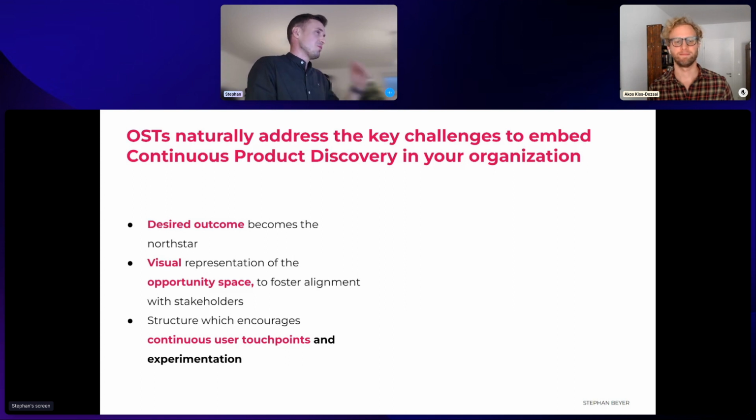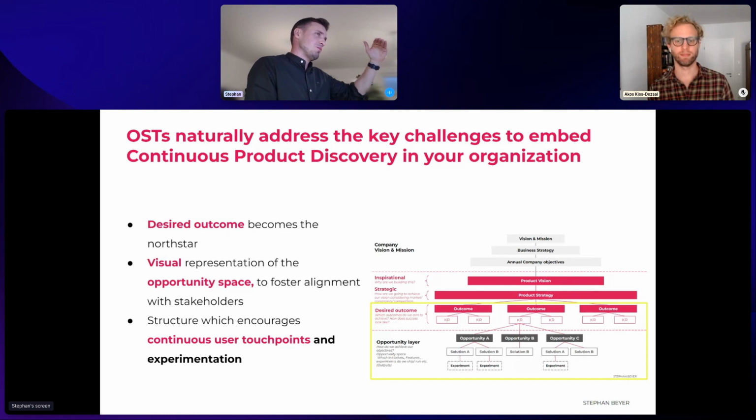So what I see opportunity solution trees doing is addressing those challenges in a very natural manner, because what we're doing is making a desired outcome, or a North Star. So we're not talking about outputs, we're not talking about features, we're talking about the real impact which we want to achieve. And we have a visual representation of our opportunity space. And this visual representation is really, really important. And I will dig deeper into that in a few minutes.